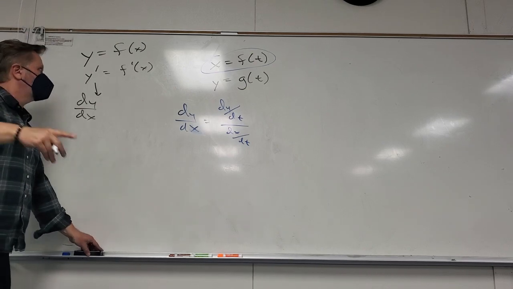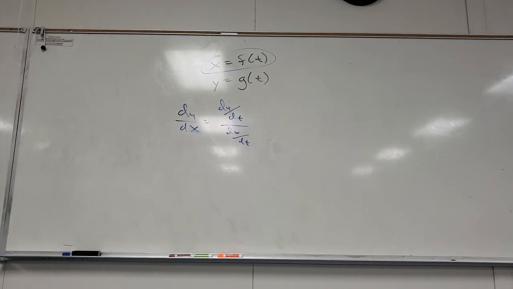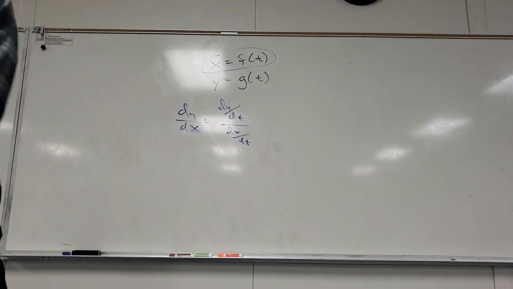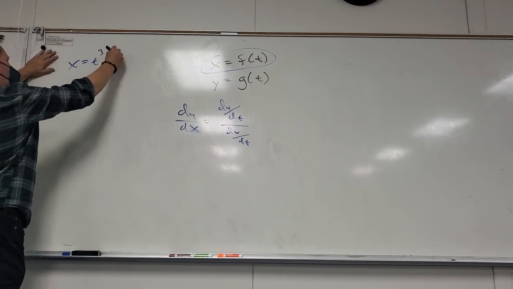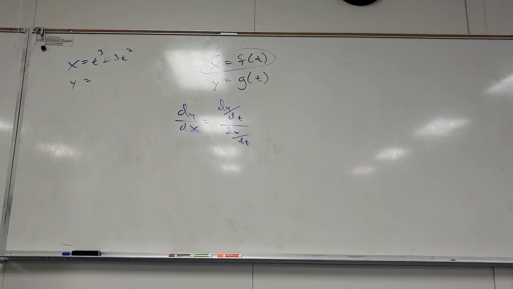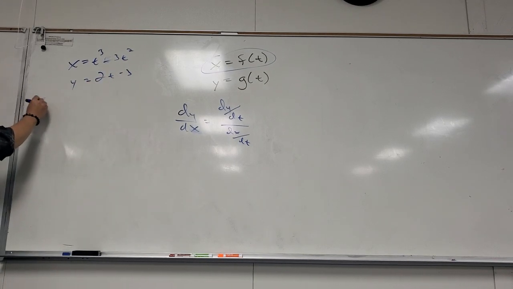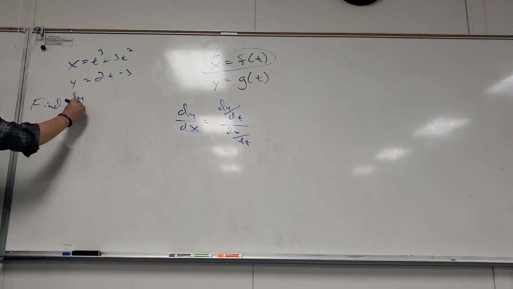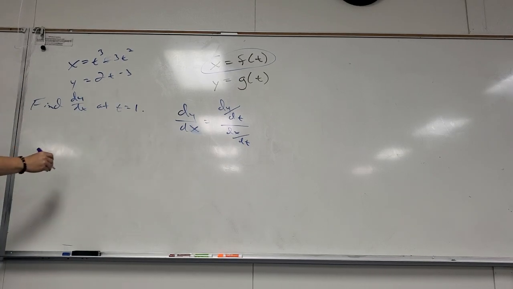So for example, let's do, let me see, is that a relatively simple one? Yeah, that is a relatively simple one. The one we just did, here we go. X equals t cubed plus 3t minus 3t squared. Y equals 2t minus 3. What is the derivative at t equal to 1? Let's do that first. This is part A.